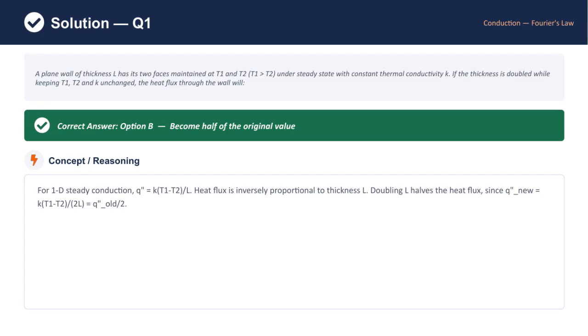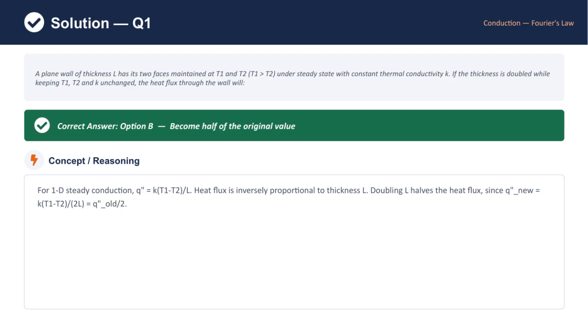We're looking at a plane wall with thickness L and its two faces held at temperatures T1 and T2, where T1 is higher than T2. The key point is that everything else remains constant: the temperatures and the thermal conductivity K. Now, when the thickness of the wall is doubled, what happens to the heat flux?